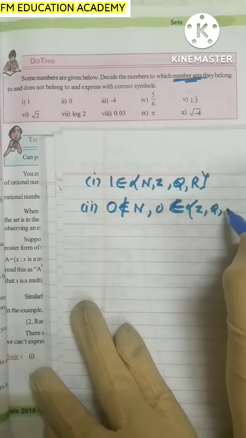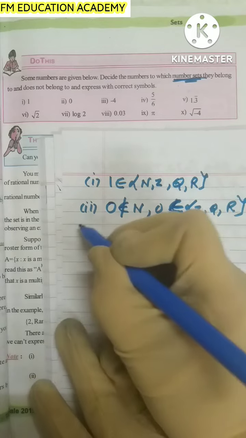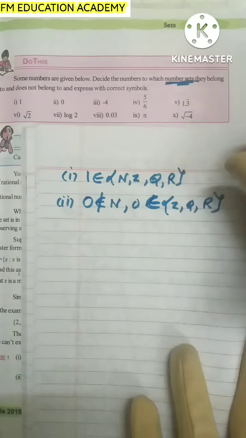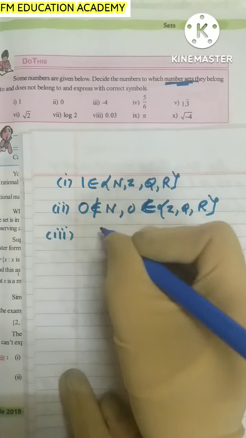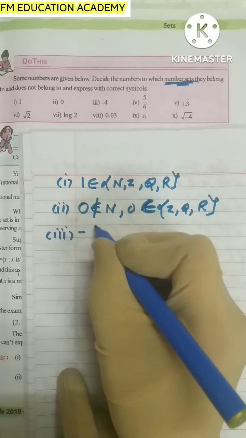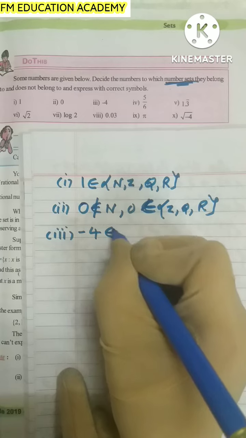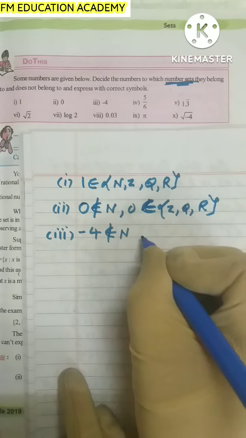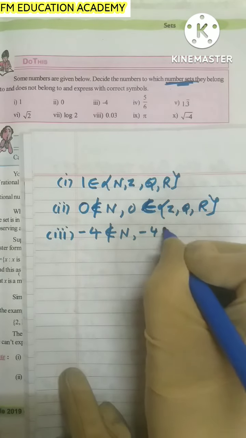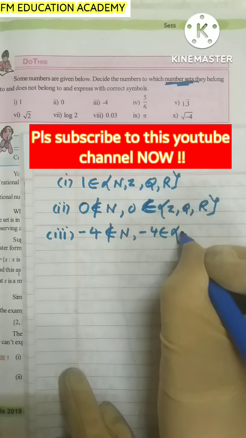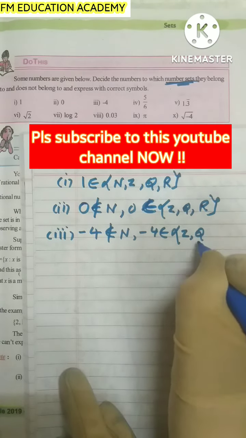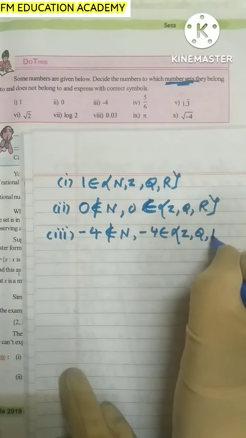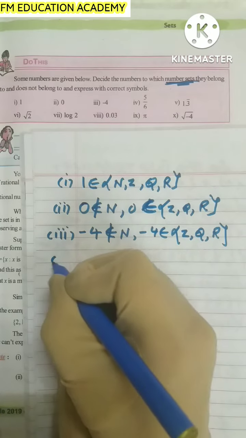Integer, rational number, and real number. Now the third bit is minus 4. Will minus 4 belong to natural numbers? No, we know that minus 4 does not belong to natural numbers. But minus 4 belongs to integers because negative integers are also there. Minus 4 can be written in the form of minus 4 by 1, so it also belongs to rational numbers, and minus 4 is also a real number because all numbers come under real numbers.